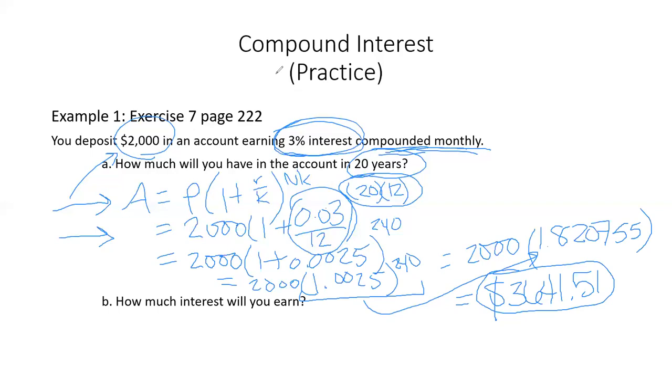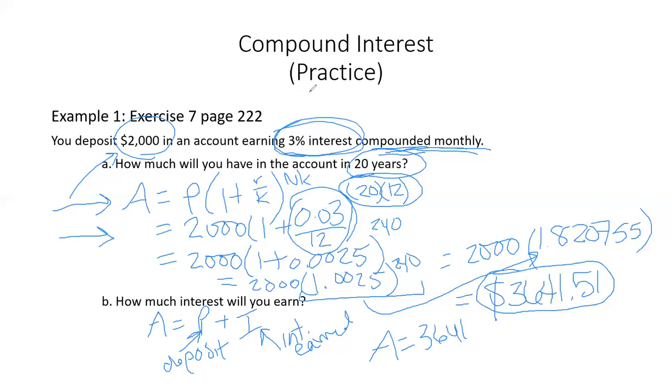It then asks, how much interest will you earn? So we know that this A, just like before we saw, is principal plus interest. So it's whatever amount we deposited plus whatever interest was earned. Deposited or borrowed. So we have A is equal to 3,641. And we have our principal as that 2,000.